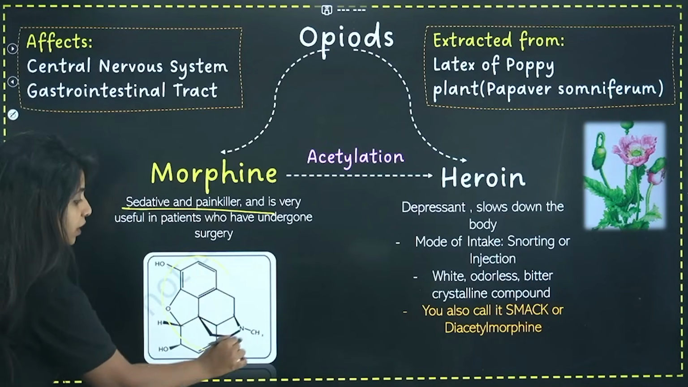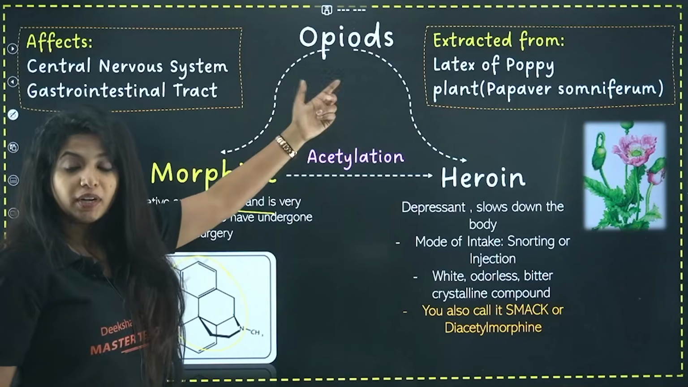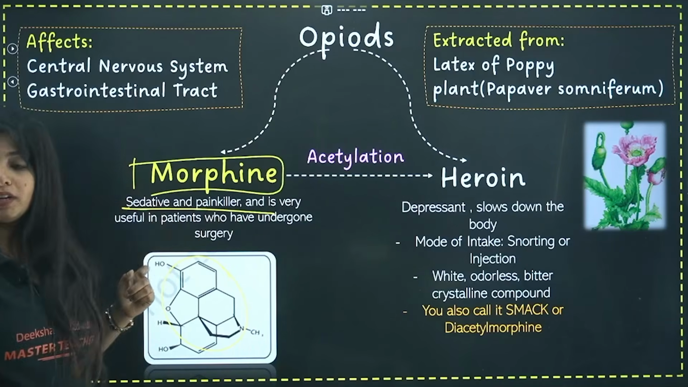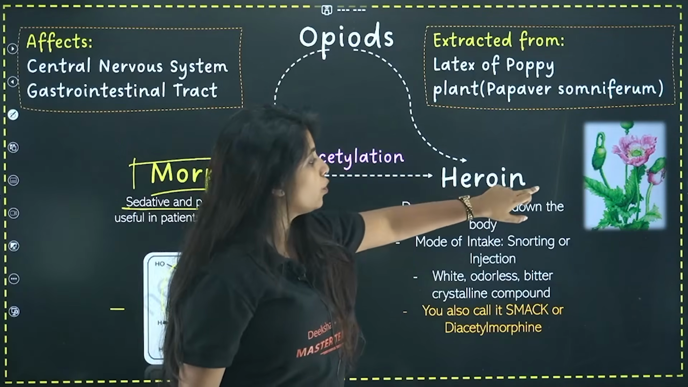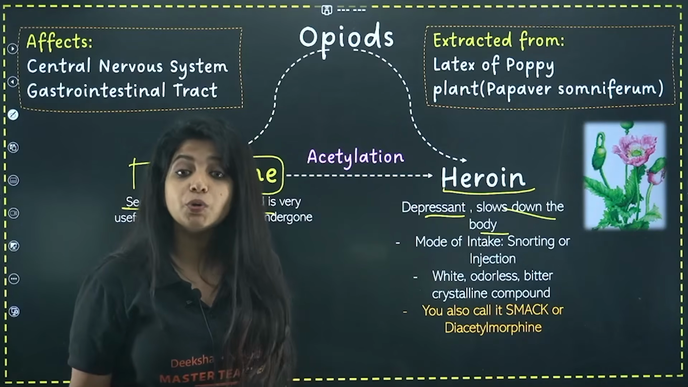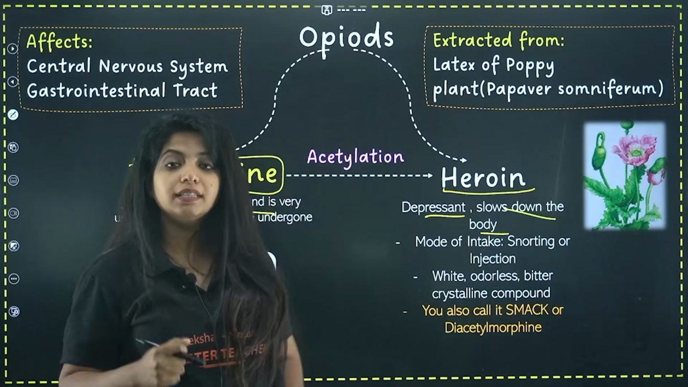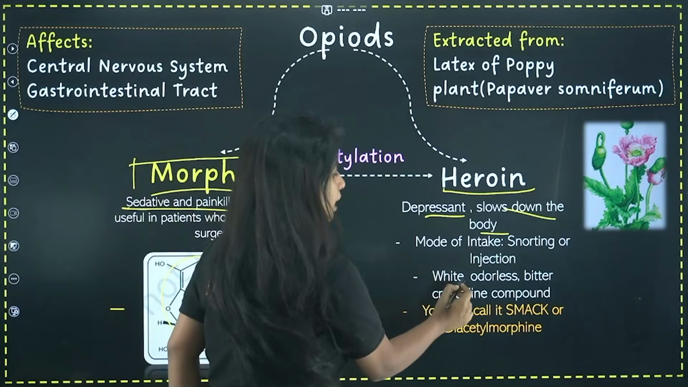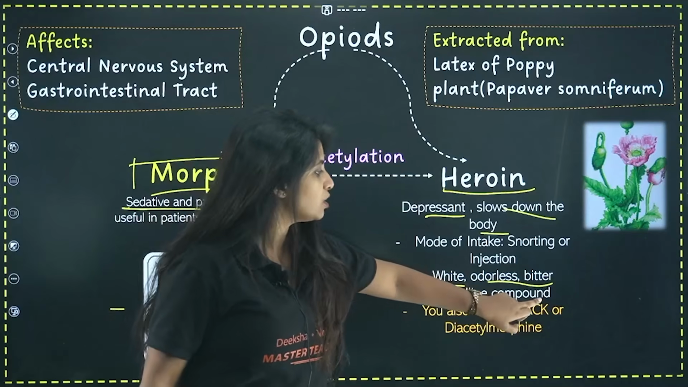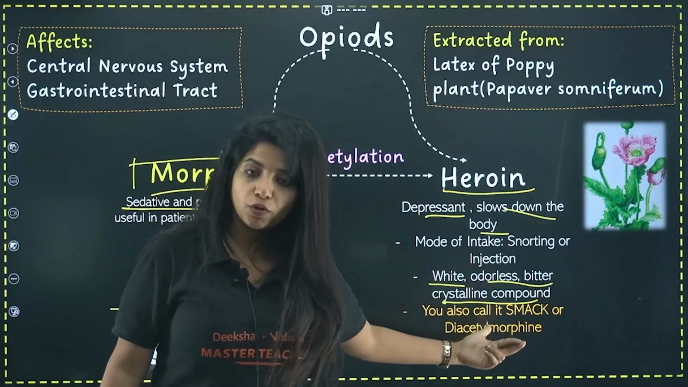So I always say whenever there is a structure like this, O is for opioids. So you are talking about some opioid, and the name of this opioid is morphine. Now this morphine undergoes acetylation. You get heroin, which is a depressant, and it slows down the body function. Now how do you take heroin? You can take it by snorting or by injection. It is white, odorless, bitter, and a crystalline compound. You also call this smack.